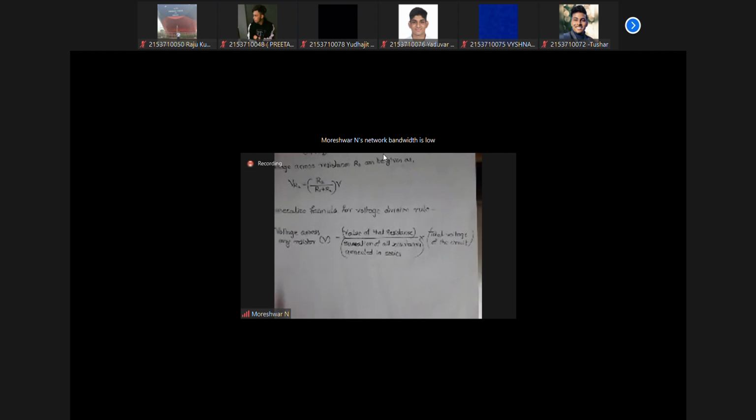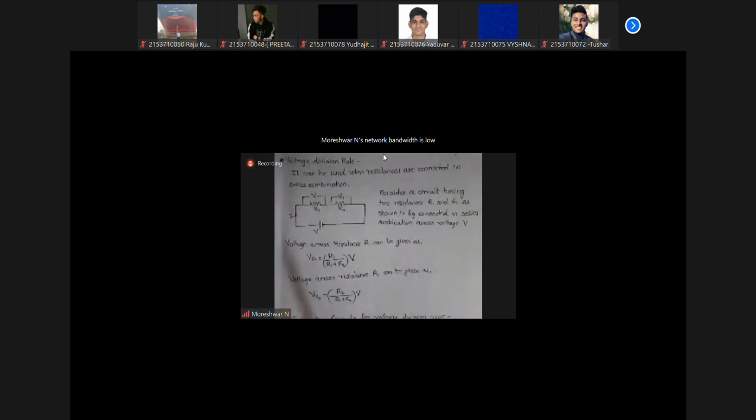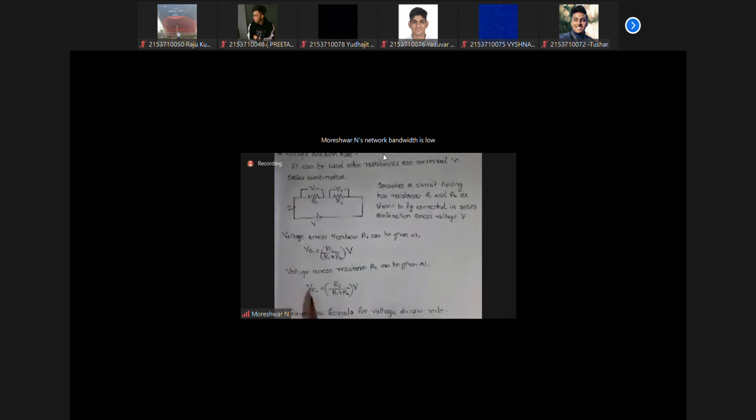individual voltage drop. Here two formulas are shown. If I want to calculate VR1, the voltage drop across resistor number 1, the formula is R1 divided by R1 plus R2, multiplied by the applied voltage. In the same way, for the voltage across resistor number 2, the formula is R2 divided by the total resistance R1 plus R2, multiplied by the applied voltage.